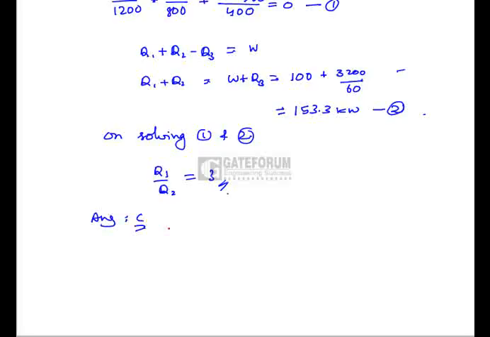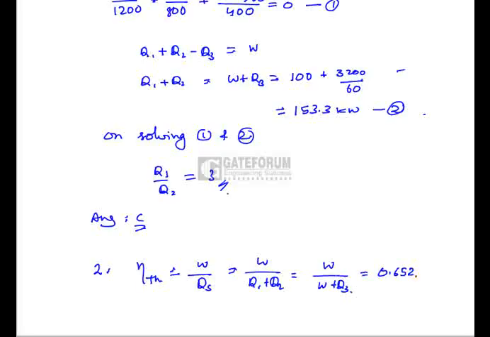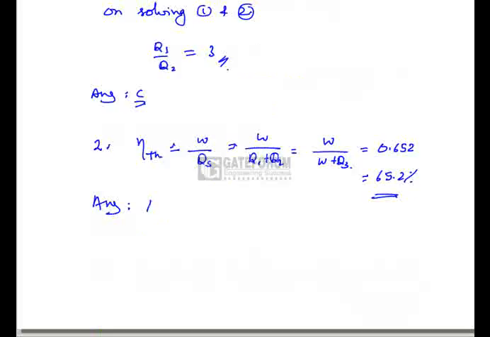Now consider the second one, that is the thermal efficiency of the heat engine. Thermal efficiency of the heat engine is equal to the work done by the heat engine over the total heat supplied to the system, that is W by Q1 plus Q2. But Q1 plus Q2 can be written as W plus Q3, because we have Q1 plus Q2 equal to W plus Q3. So from this we get a value of 0.652, which is equal to 65.2%. So here the right answer is 65.2%, and in the options the correct option is A. A is the right answer.